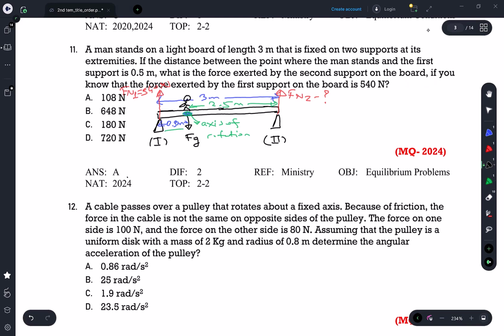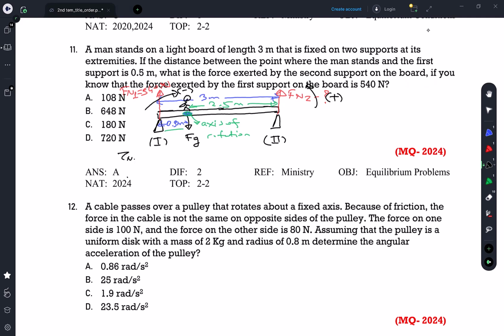Now I will use the calculation. According to Fg, which is the position of the axis of rotation, Fn2 produces a positive torque, counterclockwise rotation. Fn1 produces a negative torque, clockwise rotation. So let's calculate them one by one. Torque of N1 is negative 540 times 0.5, which is equal to negative 270 Newton meters.